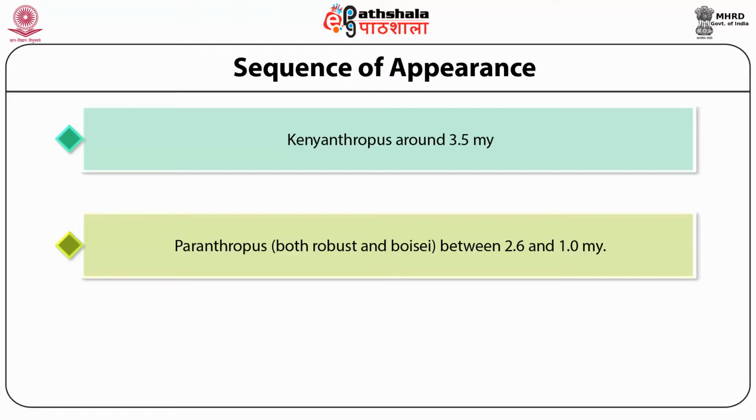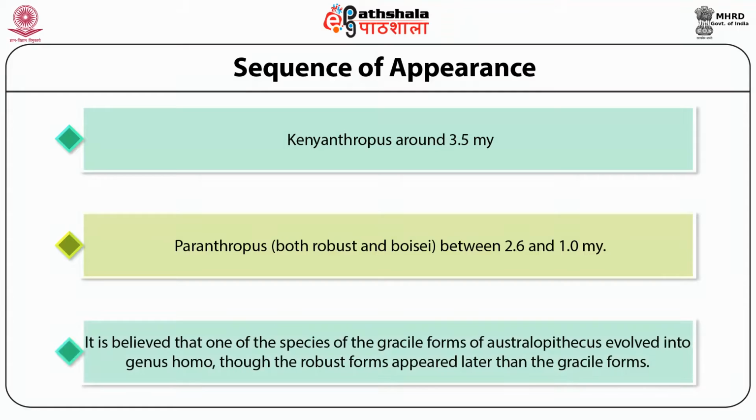Despite these varieties, paleoanthropologists, that is scientists who study human fossils, identify two major forms of Australopithecus, gracile and robust. Some scholars prefer to keep them in two different genera, that is Australopithecus for the gracile form and Paranthropus for the robust form. It is believed that one of the species of the gracile form of Australopithecus evolved into the genus Homo, although the robust form appeared later than the gracile form.